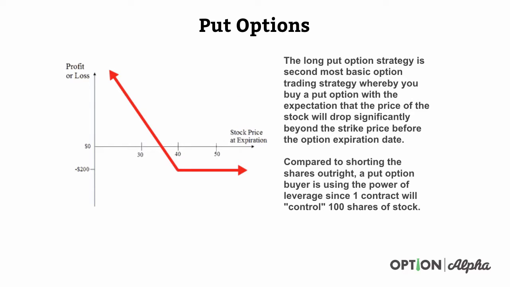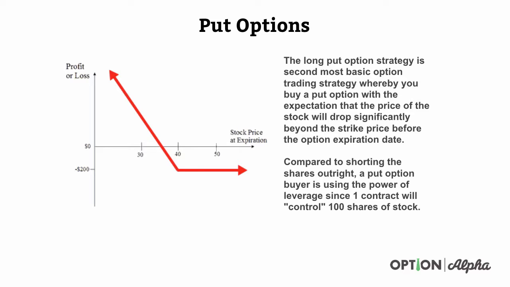The long put option strategy is the second most basic options trading strategy, whereby you go out and buy a put option with the expectation that the price of the stock will actually drop significantly beyond the strike price before the option's expiration date. Compared to shorting the shares outright, a put option buyer is using, again, the power of leverage, since one put contract will control 100 shares of stock.